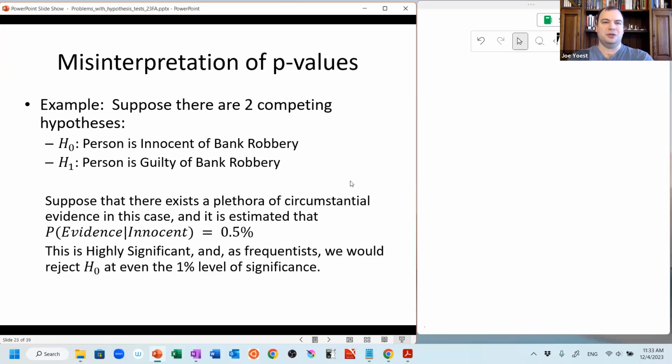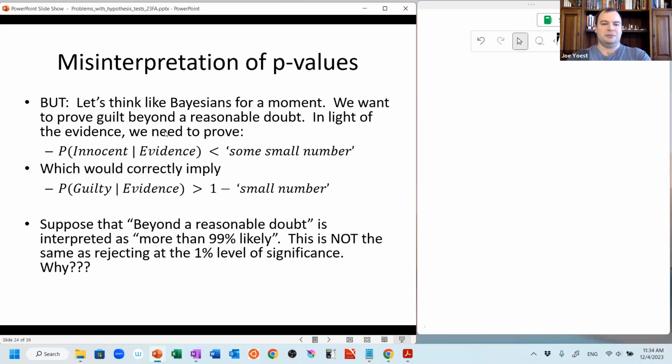Is that consistent with what we actually think we're doing? Probably not. Probably what we mean when we say we think the person's guilty is not that we were able, as frequentists, to reject the null in favor of the alternative. We probably mean something more like, I think it's very likely the person is guilty and very unlikely the person is innocent. But that's really a Bayesian statement, isn't it? If I'm starting to talk about the probability that one hypothesis versus the other is correct, that's fundamentally Bayesian.